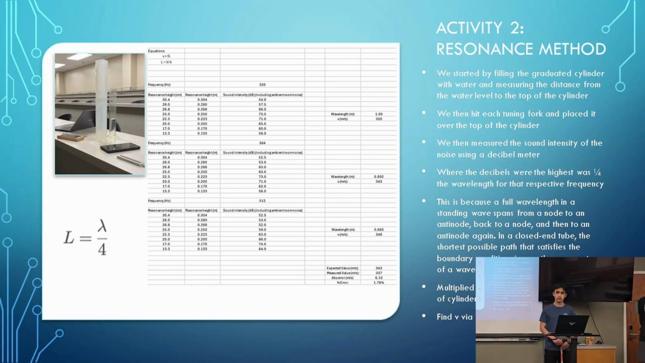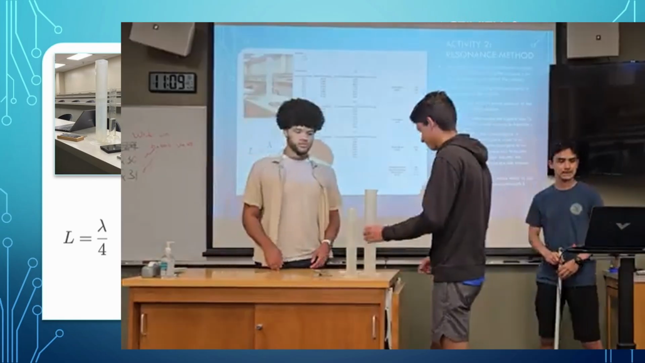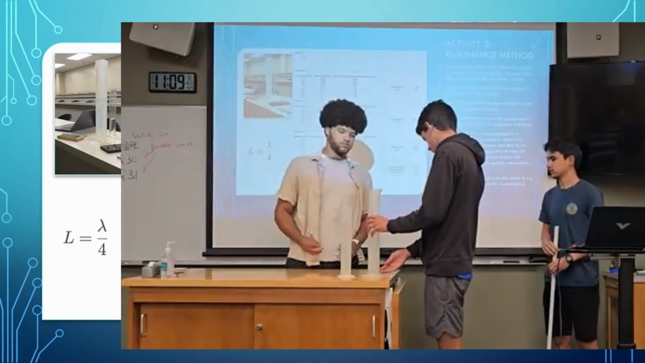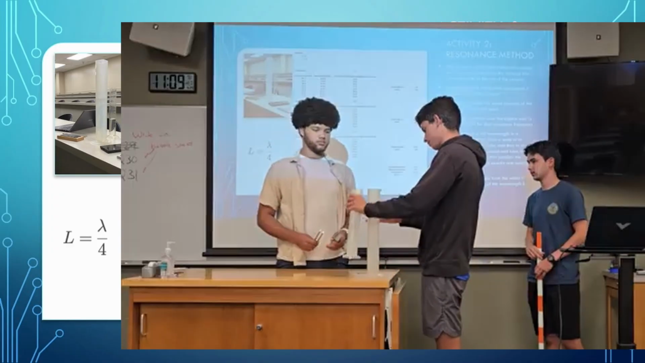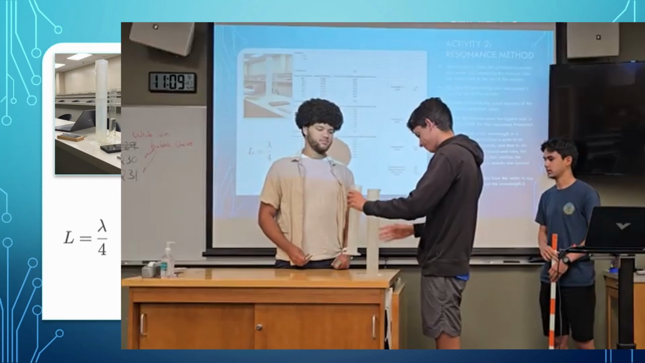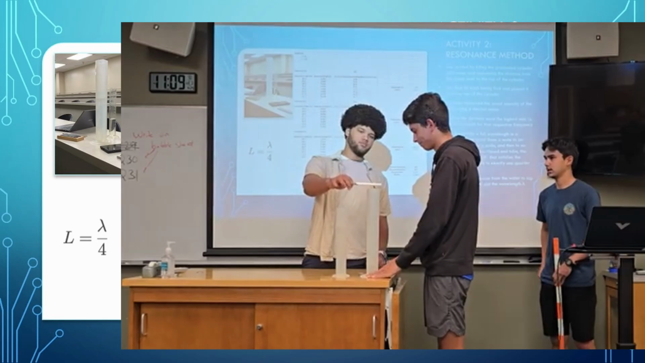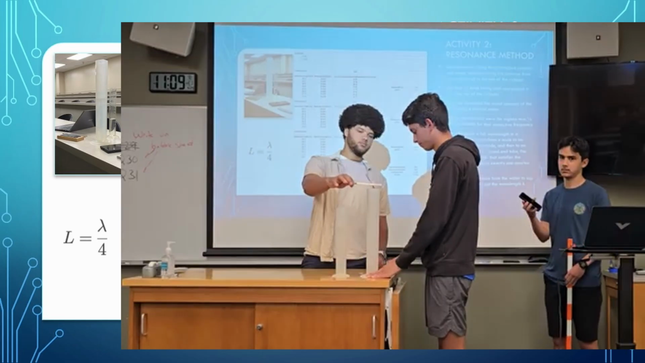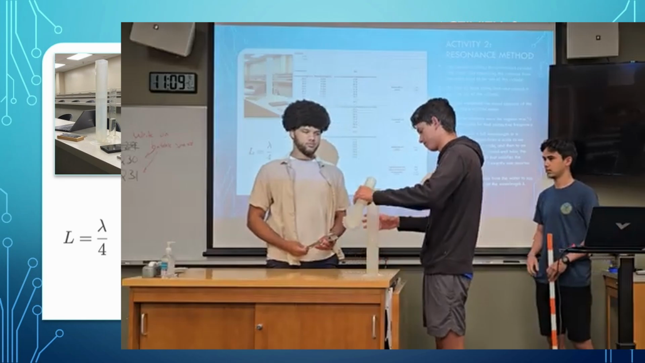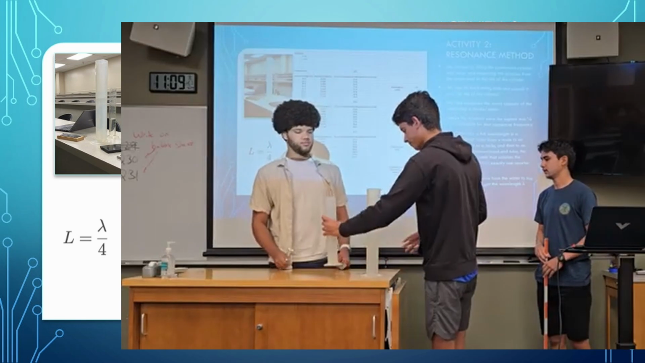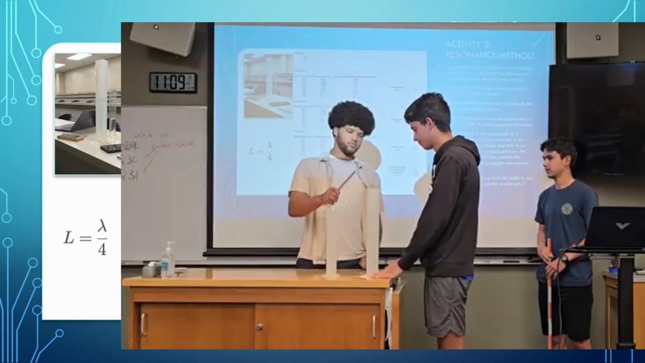For our second activity, we use resonance to measure the speed of sound. So we start off by pouring water into a graduated cylinder and hitting a tuning fork and placing it over the top. And we measure the sound intensity with a phone. We keep adding water, and the tuning fork, place it at the top.